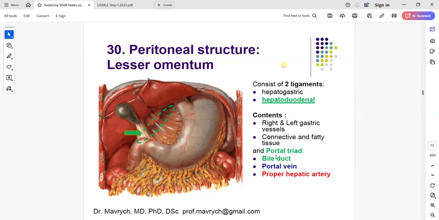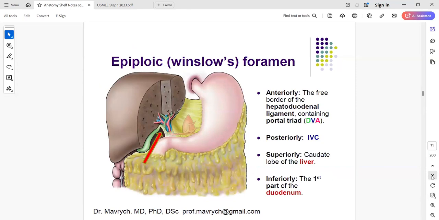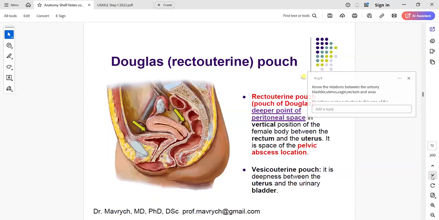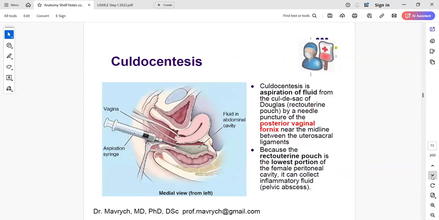Nothing to remember in this, just the portal triad and the contents of the portal triad. So the portal triad consists of the bile duct, portal vein, and proper hepatic artery. So one artery, one vein, and then obviously the bile duct, right? This is what you have to remember, just the portal triad, because later on, when we study GIT, there is going to be so much of portal triad, you guys are going to get tired of it. So the contents, all right? Okay, Winslow foramen, not important. Douglas, not important.